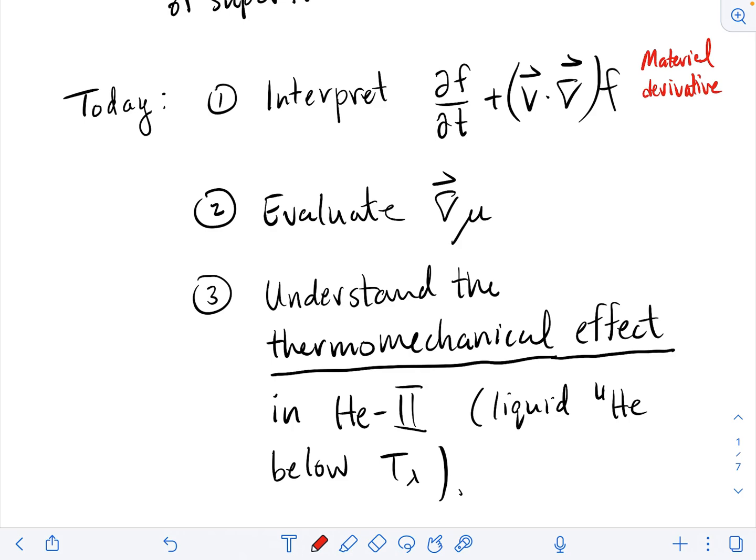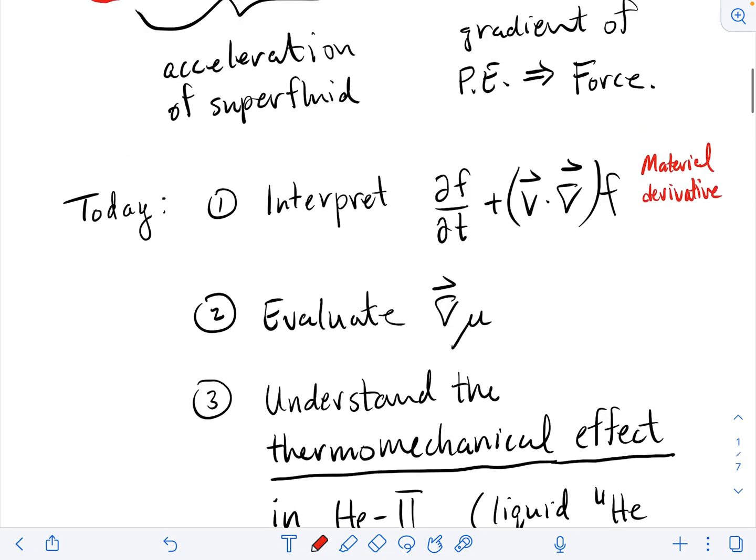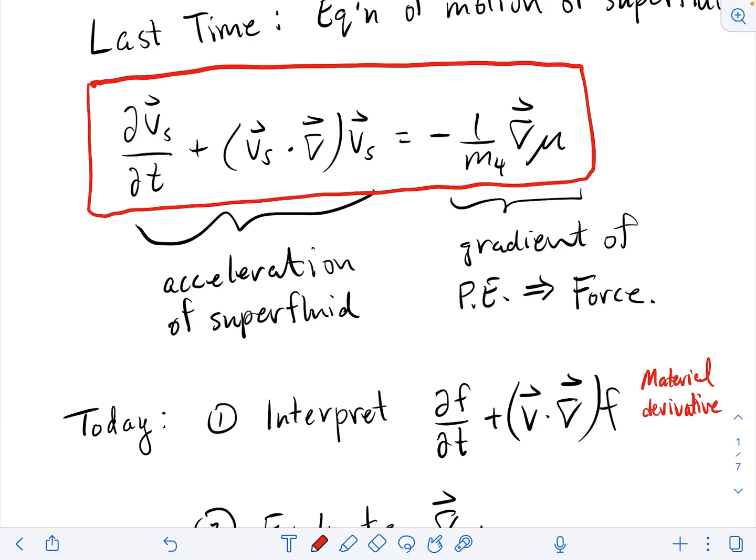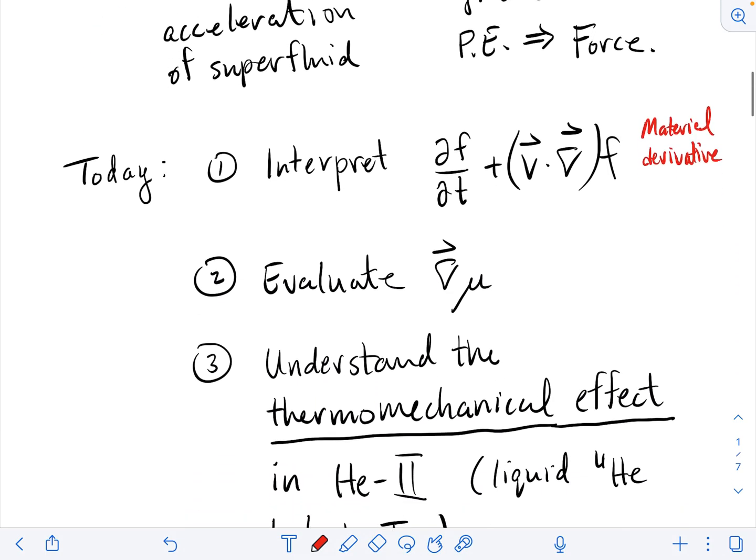Okay, and so the first thing we'll do is think about this by examining a particular example. The next thing we'll do, part two, will be to try to evaluate the gradient of mu. The reason we want to do that is because the gradient of mu appears on the right-hand side of our equation of motion. So if we can come up with some insightful expression for the gradient of mu, we can then put it back into our equation of motion and see what happens.